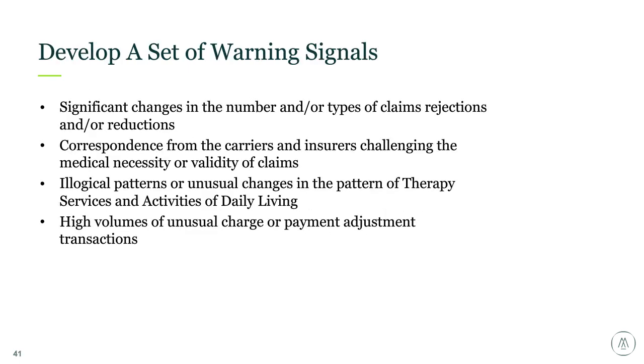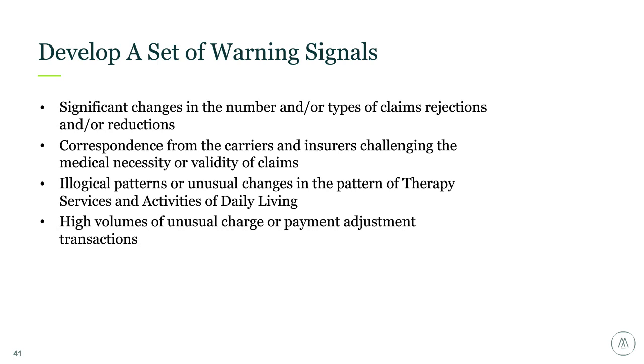Especially going forward, develop a set of warning signals. How early in the process do we need to have a check in the system to raise a red flag? Especially on number 3, and this was somewhat more of a RUG-4 issue, and we'll see how this develops under PDPM. But what are illogical patterns that are happening?